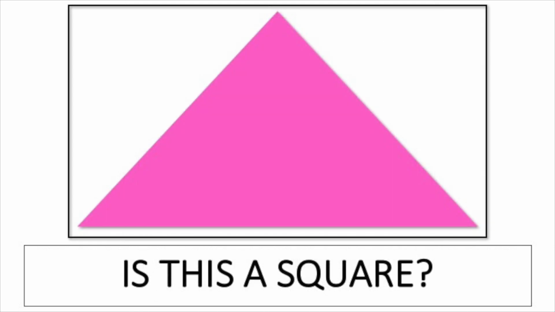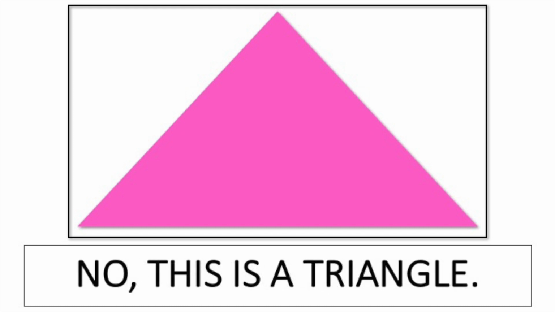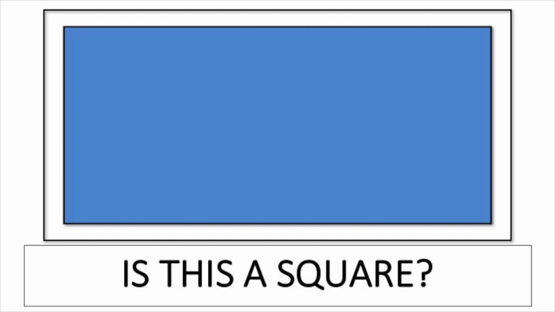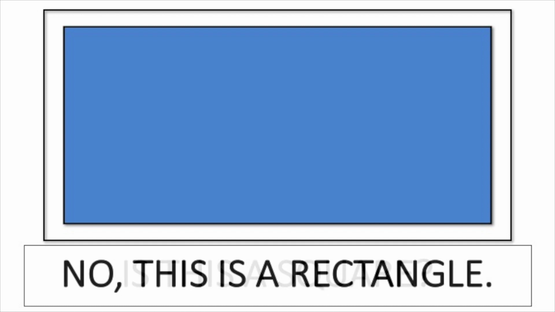Is this a square? No. What is it? Triangle. It's a triangle. How many sides does it have? 3. Yes, tri means 3. So no, this is a triangle. Is this a square? No. This is a rectangle, because all the sides aren't the same length. So that's a rectangle.